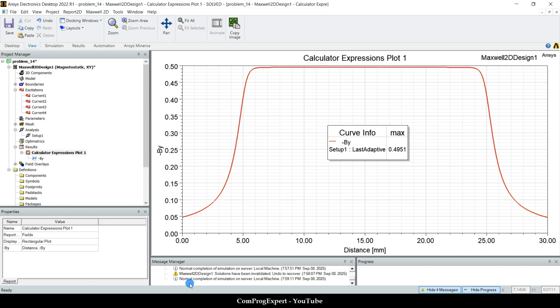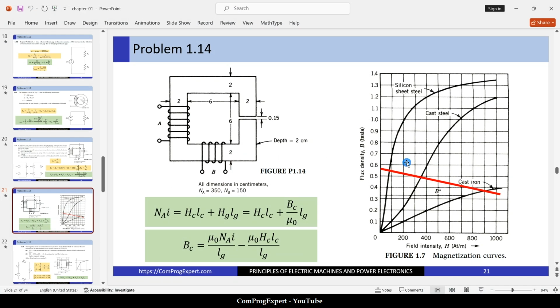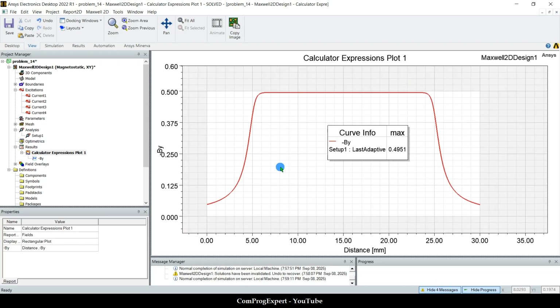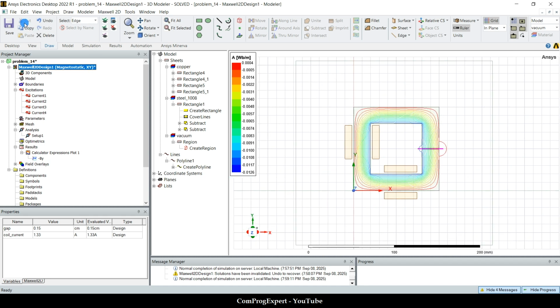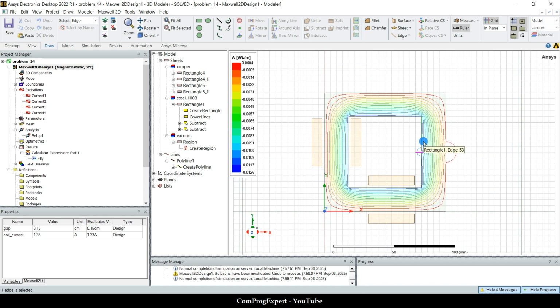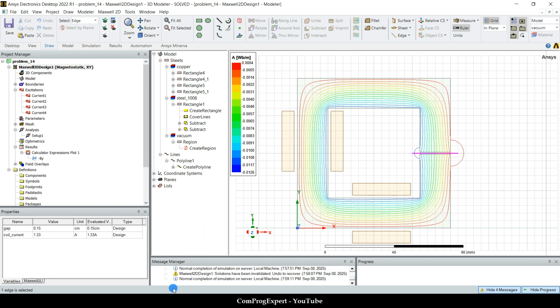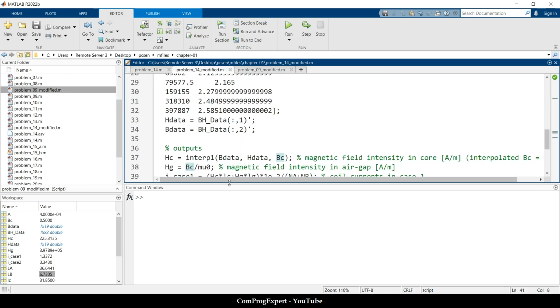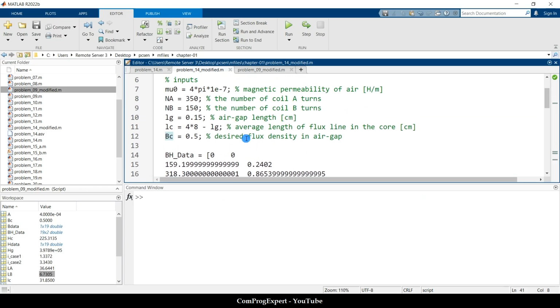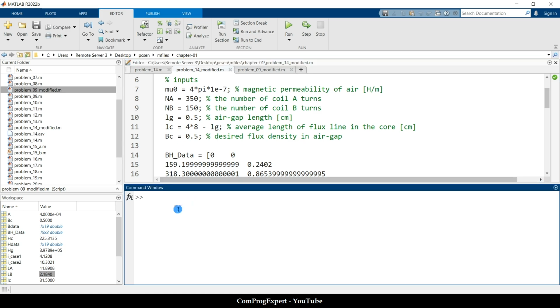0.5 Tesla, the amount that we needed here. So it means that our assumptions are correct for calculation of the current. But now let's change the value of the air gap. If I consider 0.5 for the air gap length, what is the value of the current?